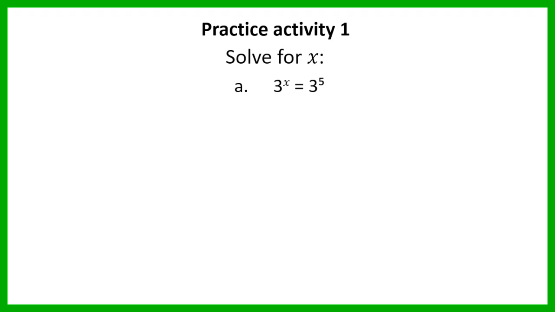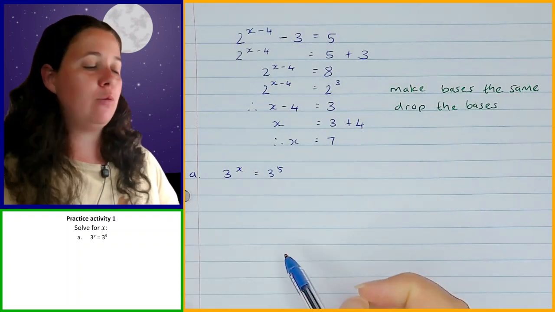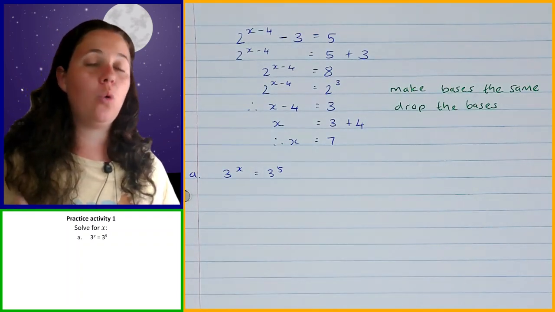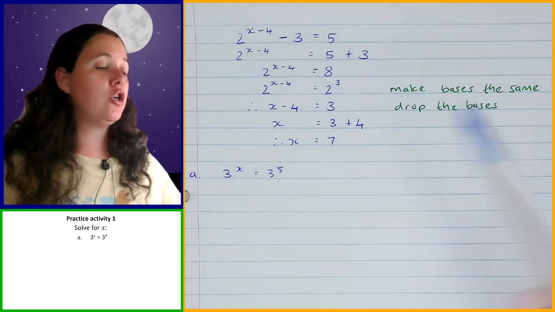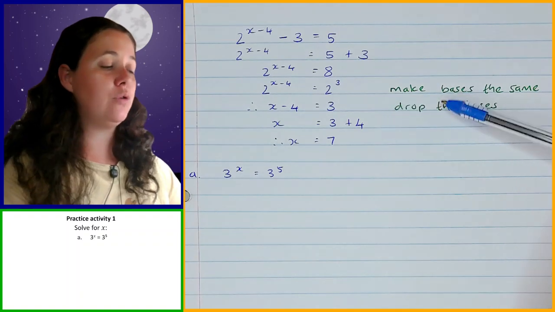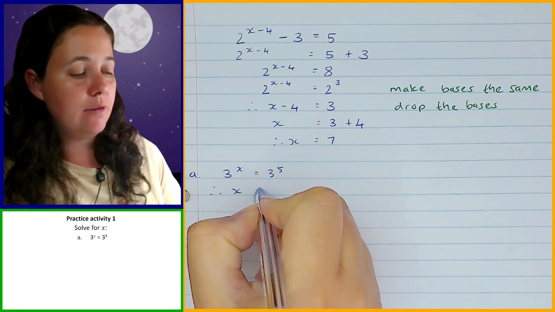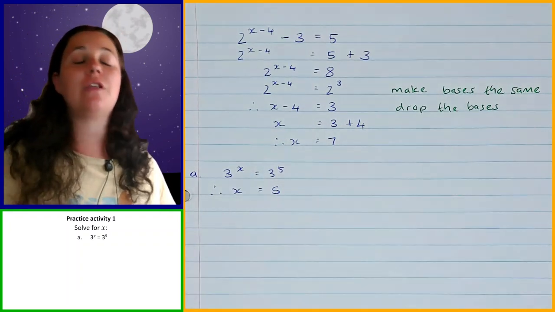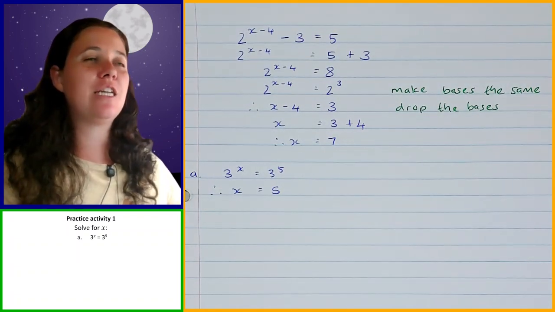So let's go through that quickly. For question A, we have 3 to the power of x equals 3 to the power of 5. Now, in this case, you've already been given one power equal to another power, and they both have the same base. So we can go straight on to this step over here. That has been done for us. All we need to do is drop the bases and make the exponents equal to each other. So now I know that x is equal to 5, and there's no other solving that I need to do, so I am finished with that one. So that was question A. That was just to get you warmed up.